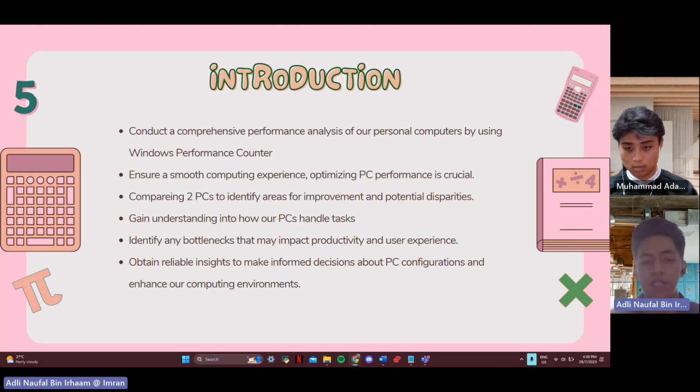Through various data collection and analysis, we will obtain reliable insights to make informed decisions about PC configurations and enhance our computing environments. Now, I will pass to my partner, Adam.